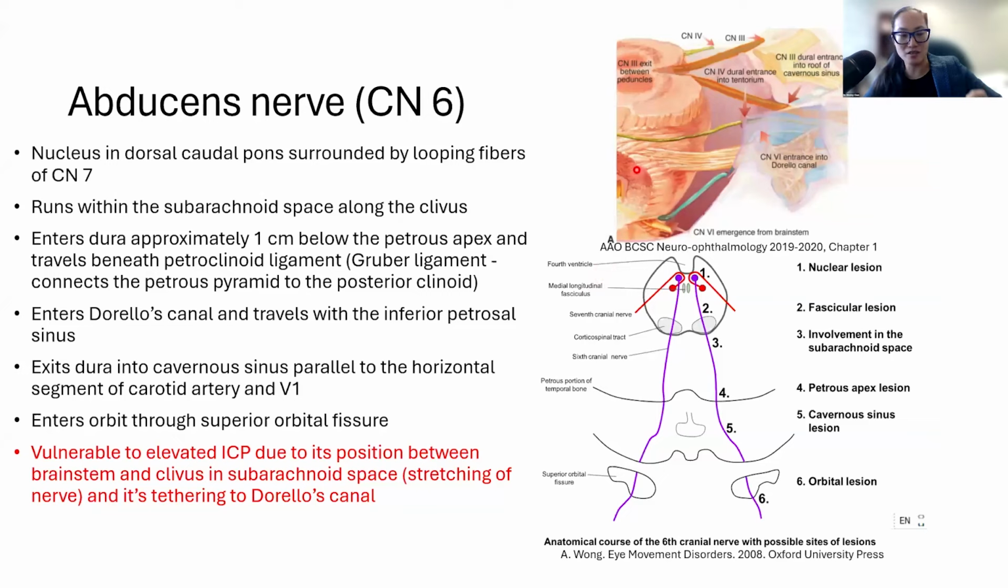So you see here, it's vulnerable in this area, right between the brainstem and the clivus in the subarachnoid space. And as it enters Dorello's canal, sometimes it gets a little bit tethered there. What happens in elevated ICP, when you have high pressure in the brain from whatever reason, is that sometimes the brainstem gets pushed downwards, and when it does, there's stretching of cranial nerve 6, which is why you get cranial nerve 6 palsy when you have high pressure in the brain.